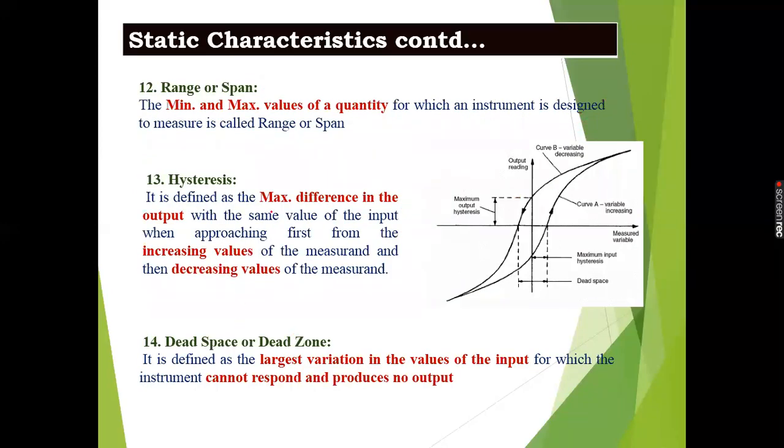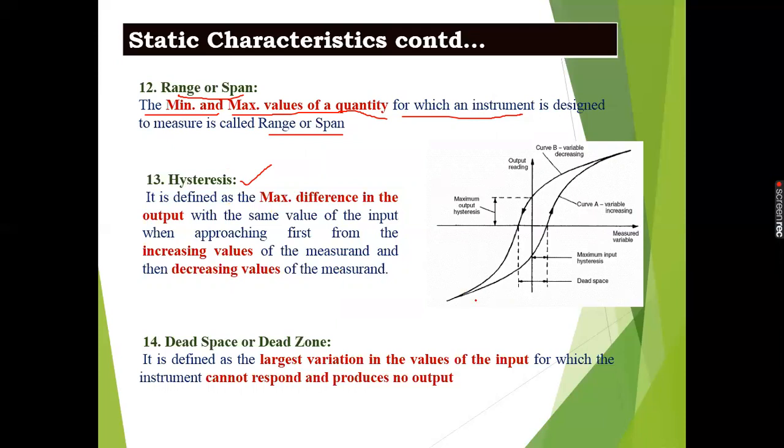Coming to range or span. Normally we ask what is the range of the voltmeter, what is the range of the ammeter, like that. The minimum and maximum values of a quantity which an instrument is designed to measure is called range or span. Coming to the next one, hysteresis.